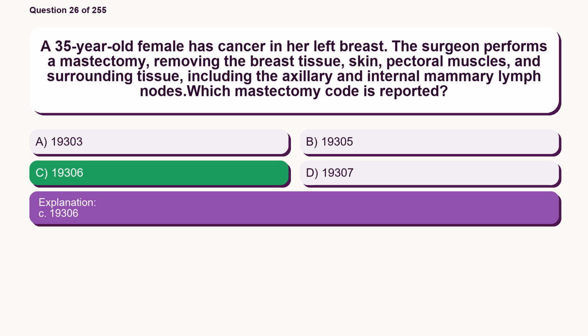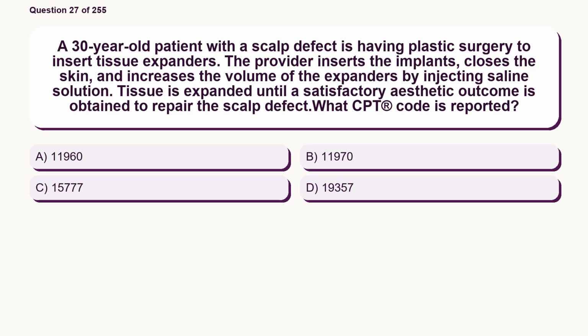Question 27. A 30-year-old patient with a scalp defect is having plastic surgery to insert tissue expanders. The provider inserts the implants, closes the skin, and increases the volume of the expanders by injecting saline solution. Tissue is expanded until a satisfactory aesthetic outcome is obtained to repair the scalp defect. What CPT code is reported? Option A, 11960. Option B, 11970. Option C, 15777. Option D, 19357. The correct answer is option A, 11960. A, 11960.